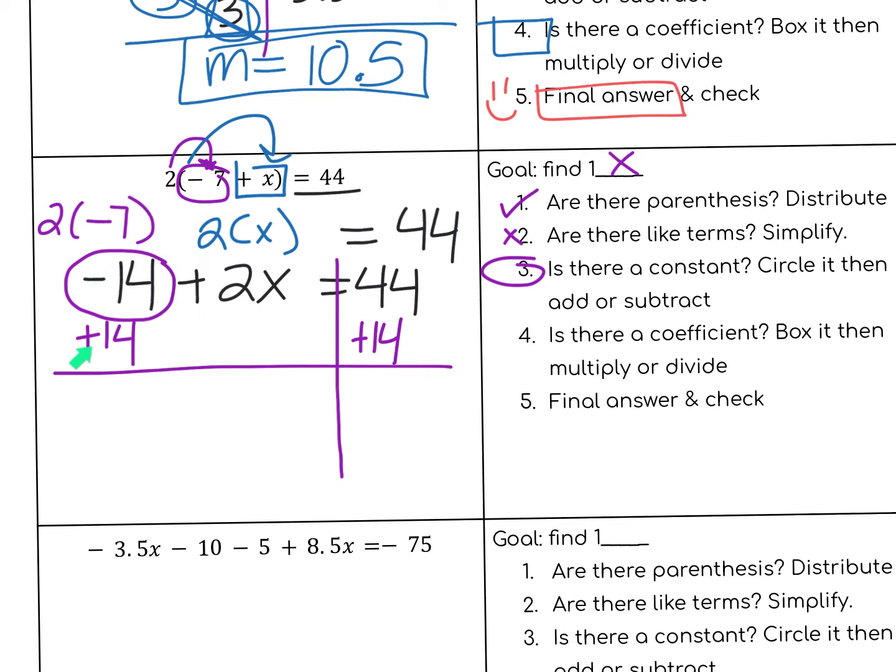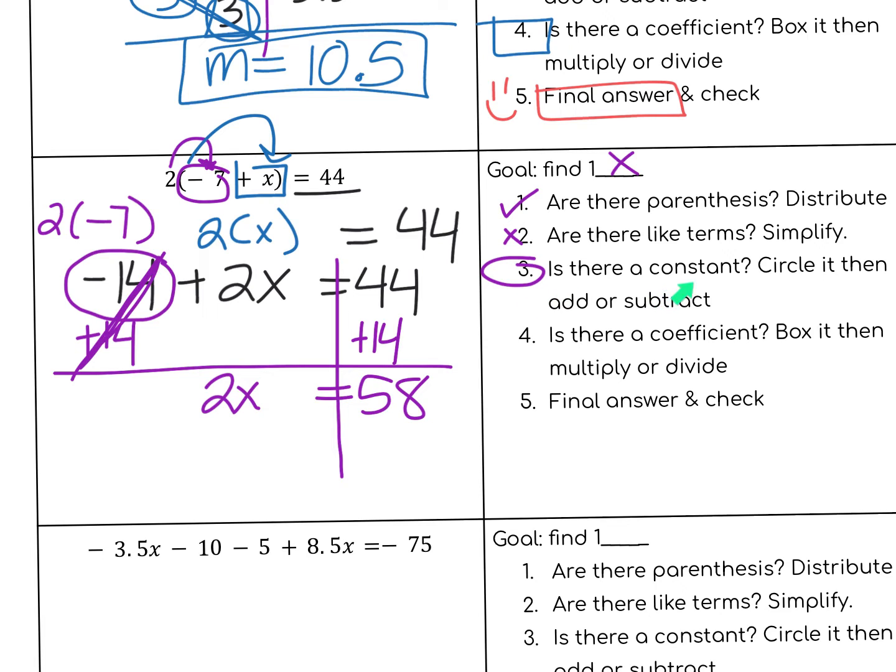Negative 14 plus 14 is 0. So these would cancel each other out. I'm left with 2x equals 44 plus 14 is 58. Okay, so that was this step.